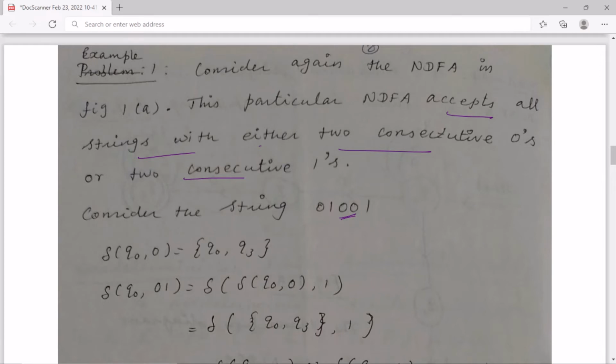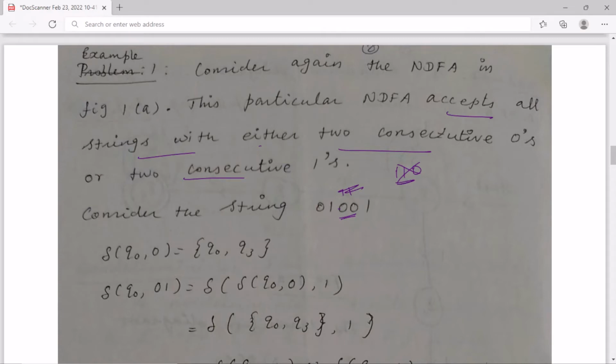Okay, so here 0 1 0 0 1. Or you can write whatever string you want to take. So 1 0 1 1 0. Here you have 1 1, then 0, which means we are at the final state. So this is also accepted. Like that you can take any string. That string should consist of 2 consecutive zeros or 2 consecutive ones. Then only it is accepted by this NFA.